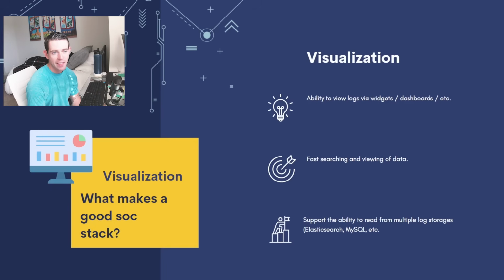This needs to be fast, and this also needs to support multiple log storages. So something like Elasticsearch/OpenSearch, MySQL. Maybe I have an API that responds in a JSON format, and I want to use that to populate a dashboard. Maybe I want to read from a CSV file and populate a dashboard, right? We need to have a visualization tool that can serve all these different use cases, so that no matter what we're trying to view, we have the ability to do that.